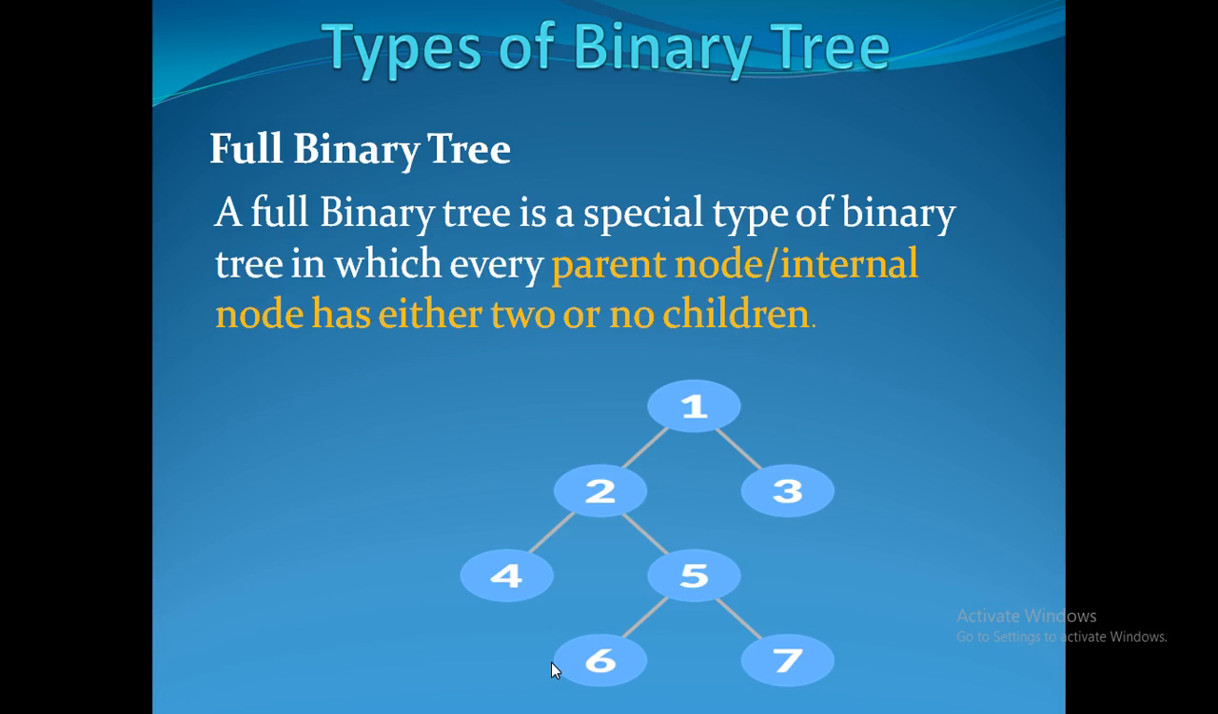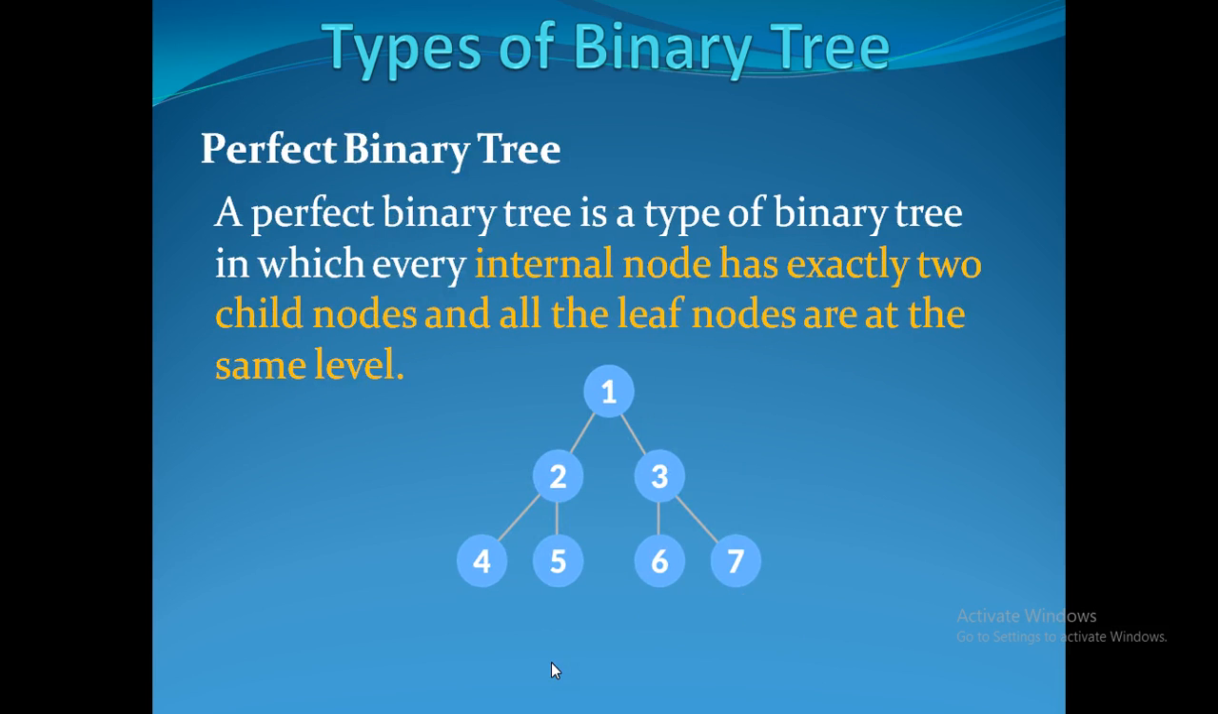In this case 2 and 5 are the internal nodes, so each can have 2 children or 0, that is, be a leaf node. That is the condition for a full binary tree. Next, the perfect binary tree. A perfect binary tree is a type of binary tree in which every internal node has exactly 2 children, and all the leaf nodes are at the same level. In this case 1 is the root node, 2 and 3 are siblings, and 4 and 5 are also siblings, with parent 2. 6 and 7 are also siblings, with parent 3.